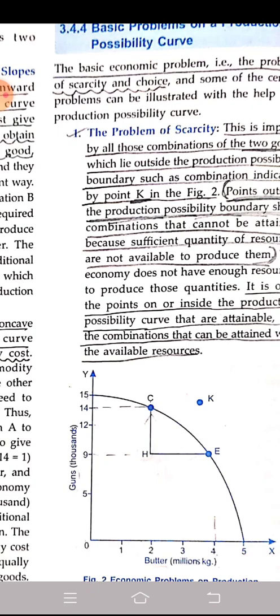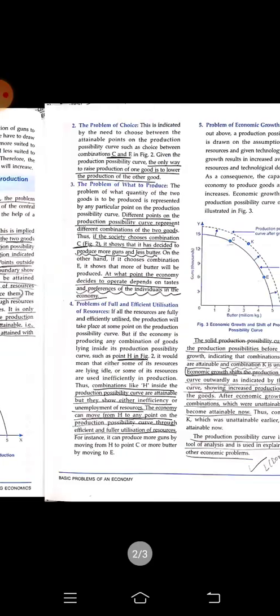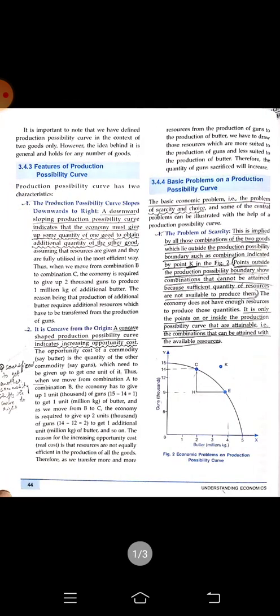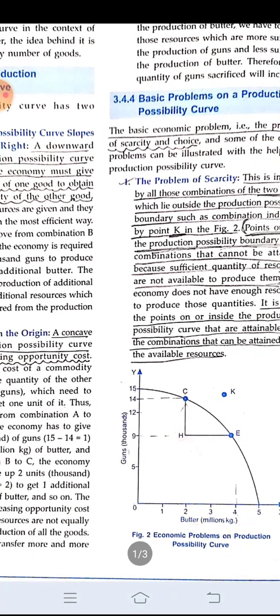Okay, they're not having so much of resources to produce it. Next problem, they're telling us, is the problem of choice. We have to understand this with these 2 points, C and E. Problem of choice means here are two kinds of combination. You can see the combination C and combination E.